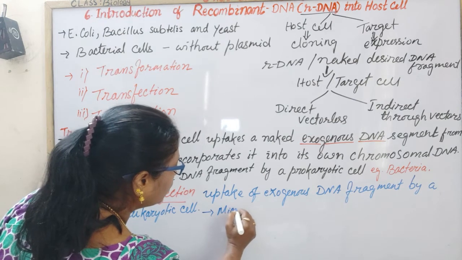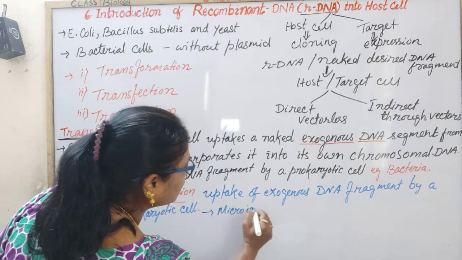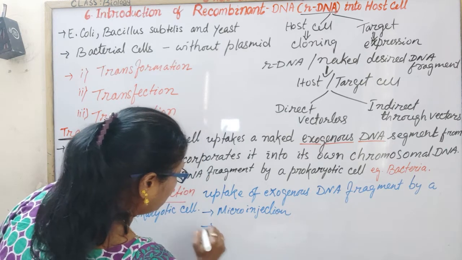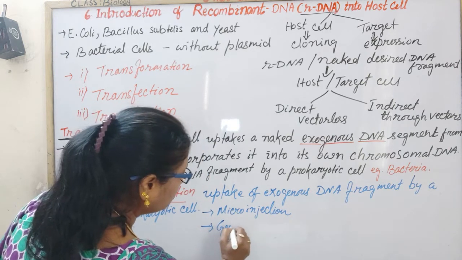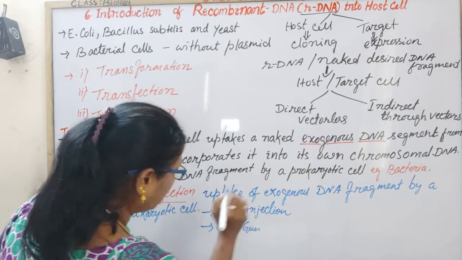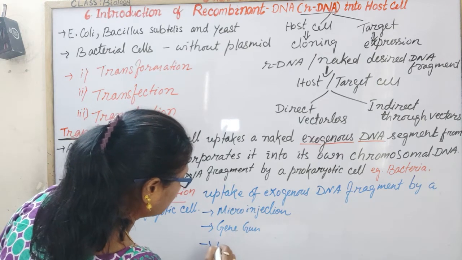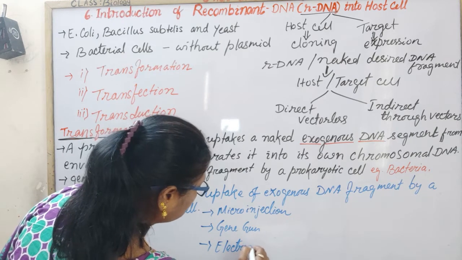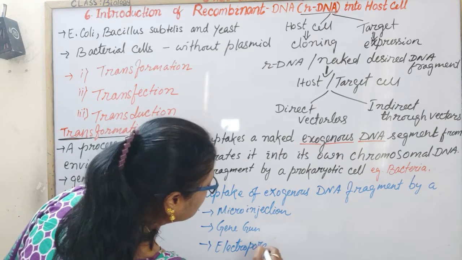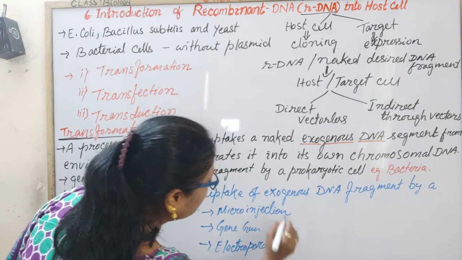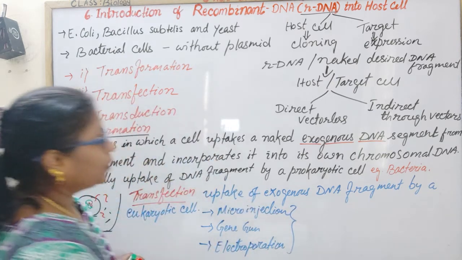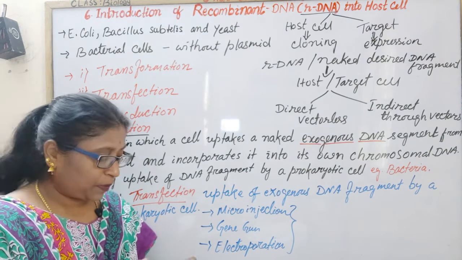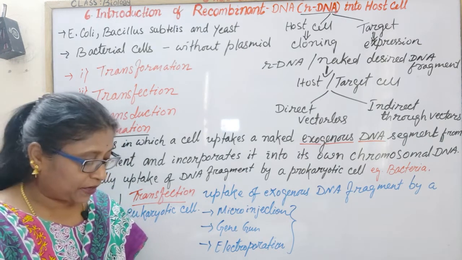Microinjection, gene gun, different methods, electroporation. Remember, these are the physical methods. Transfection, again, may be physical or chemical.